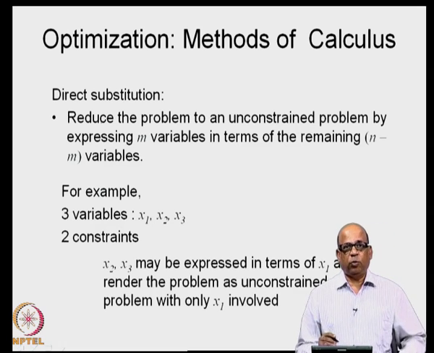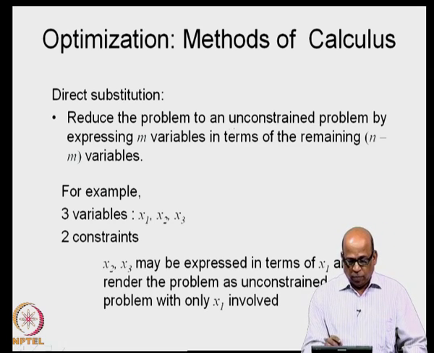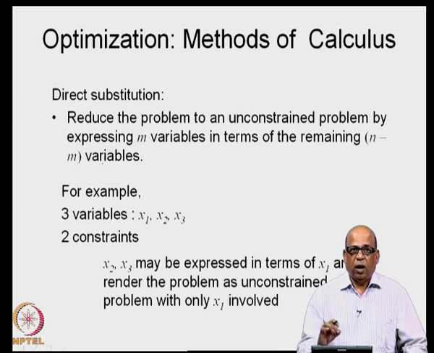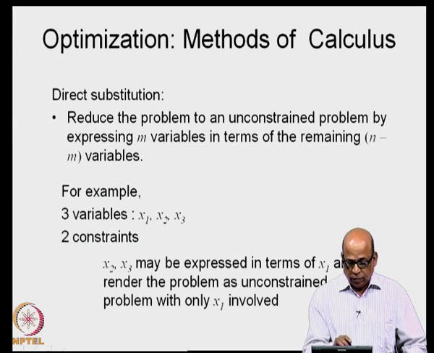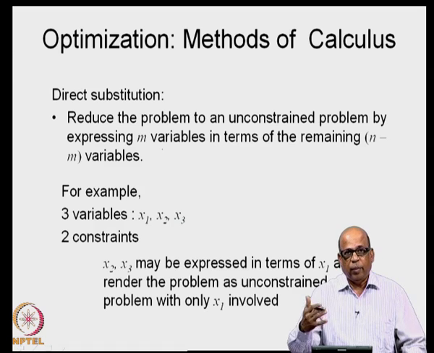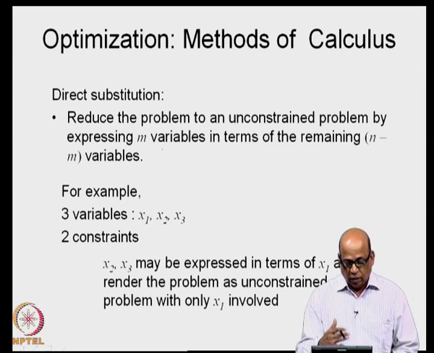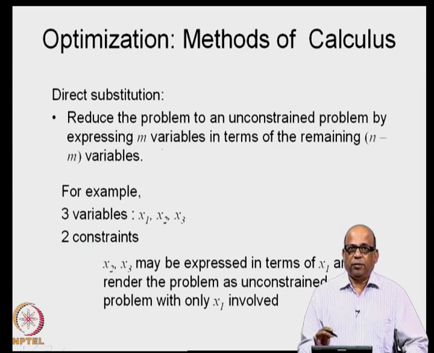So, in the direct substitution method, we reduce the problem to an unconstrained problem by expressing m variables in terms of the remaining n minus m variables. You have m constraints and you use these m constraints to express the m variables in terms of the remaining n minus m variables. Remember, all these m constraints are in terms of all the n variables, and we use these m constraints to convert the problem into an unconstrained problem of n minus m variables.